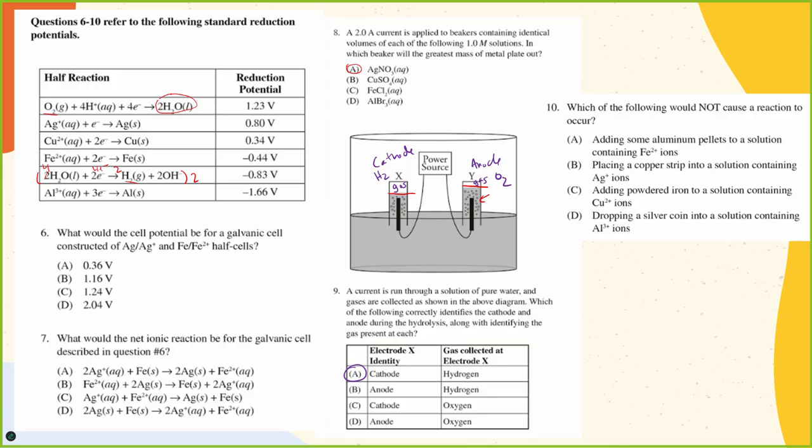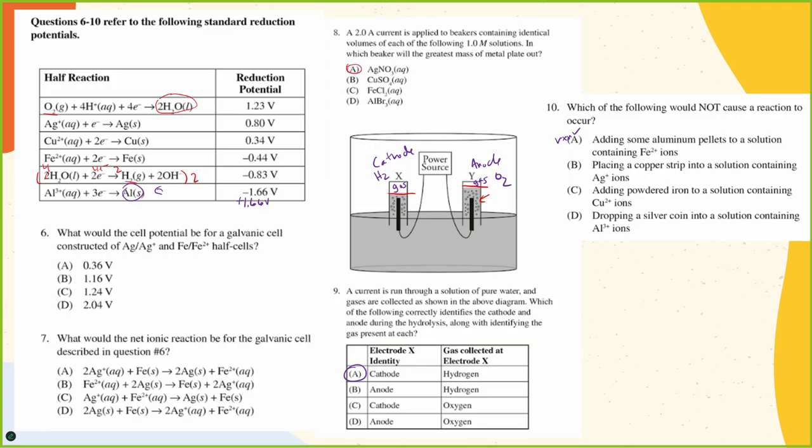Which of the following would not cause a reaction to occur? Adding some aluminum pellets to a solution containing Fe2 plus. Well, if we flipped this one and added aluminum pellets to that one, this actually turns into positive 1.66 volts. So that one would actually occur. So a reaction does occur there, so nope, that's not it.